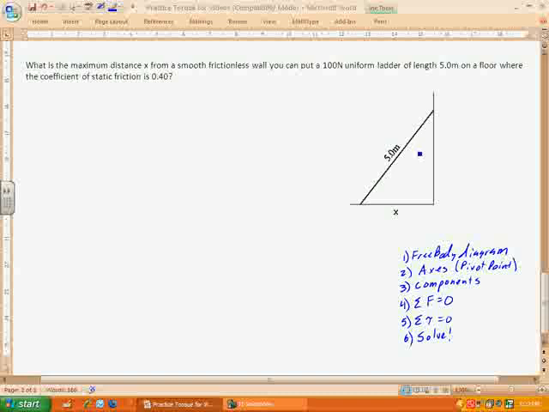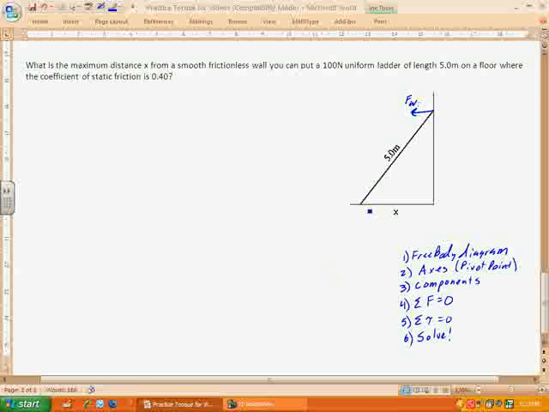Let's look at our ladder. Here we've got a ladder on a wall. It tells us the wall is frictionless. What that means is that we're going to have the normal force of the wall, because the ladder's touching the wall. I'm just going to label that force of the wall. Now what else is touching our ladder? Well, the floor is, right?